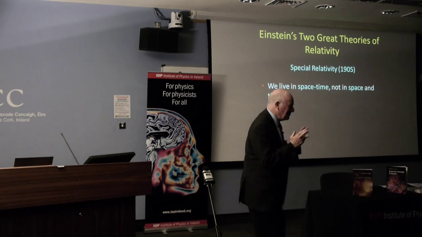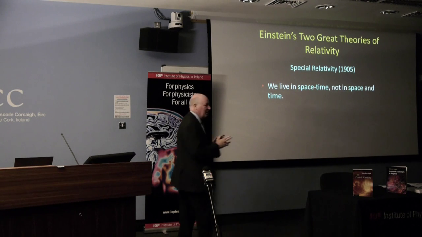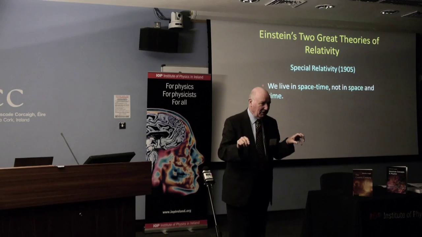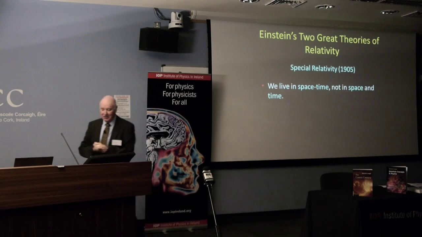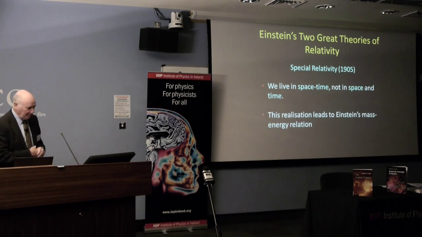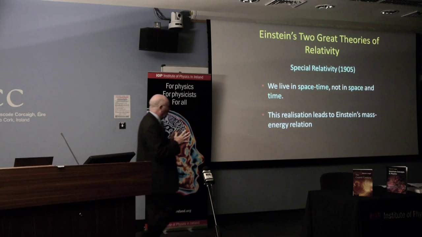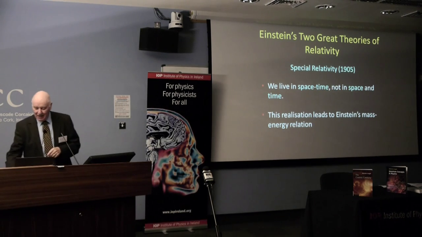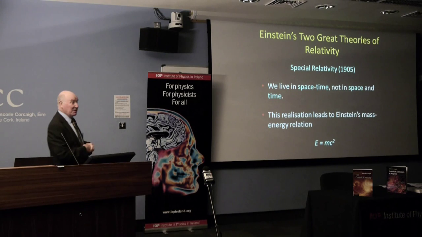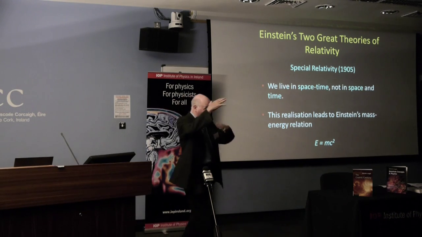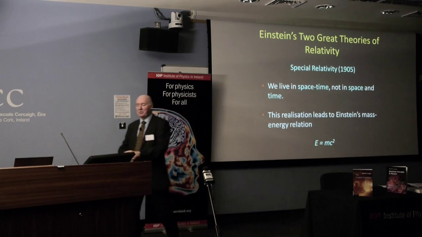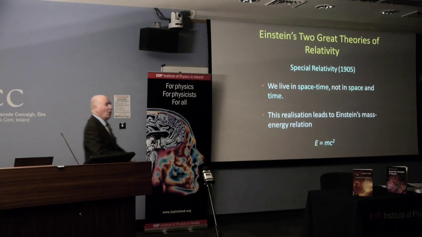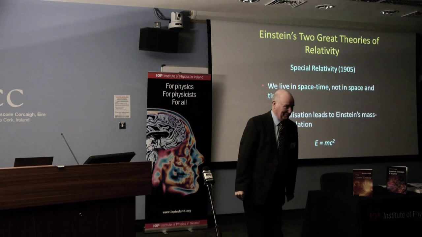And once you've got the idea that we live in this four-dimensional universe rather than a 3+1 universe, then everything topples out. So that realization, once you then apply it not only to kinematics but then to the dynamics, that's what leads to E equals mc squared. So again, there's this causal link through the fundamental theory that gives you that result. So you now know everything you need to know about special relativity.